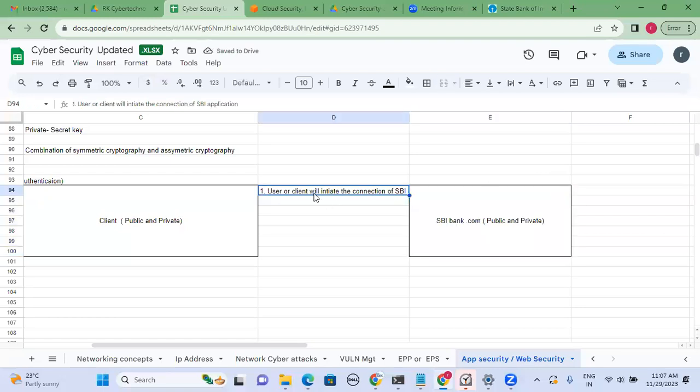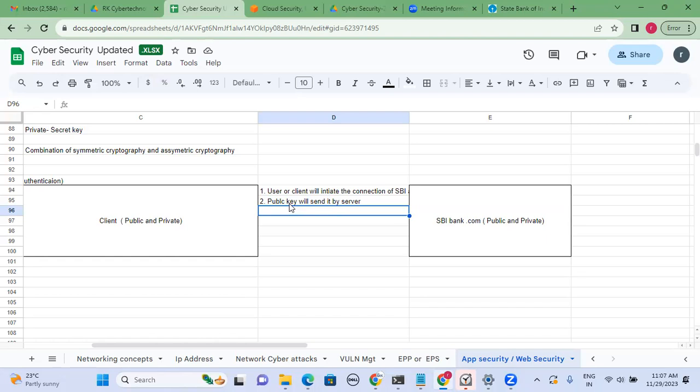Now, once you initiate the connection, what will SBI Bank do? It will send its public key. Why will it not send the private key? Why only the public key? The private key is confidential, and confidential information we can't share with others. The public key is shareable. That's why the server will send its public key to us.